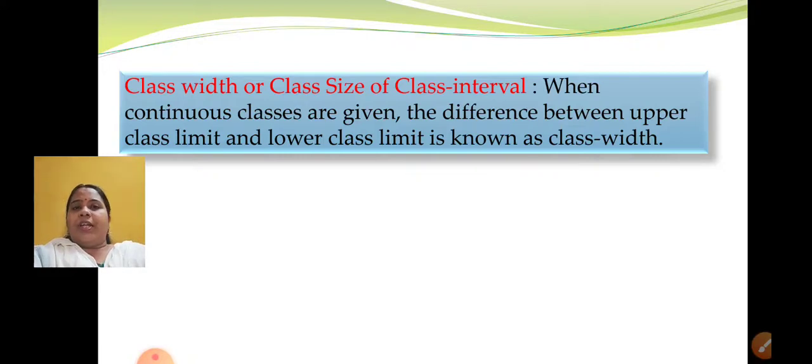Now then, the next important definition is class width or class size of a class interval. It is also called as range, R-A-N-G-E. Now what is this class width? When the continuous classes are given, the difference between the upper class limit and the lower class limit is called as the class width. Now I'll explain you this with the help of an example.